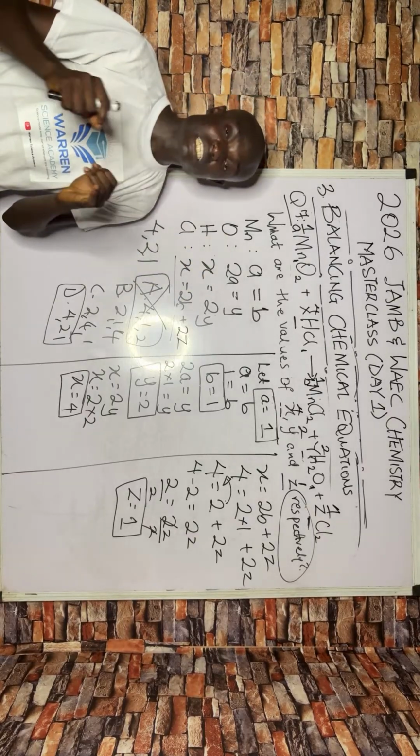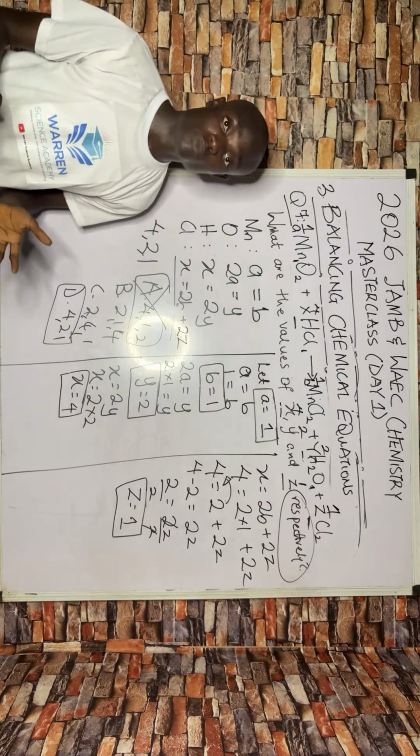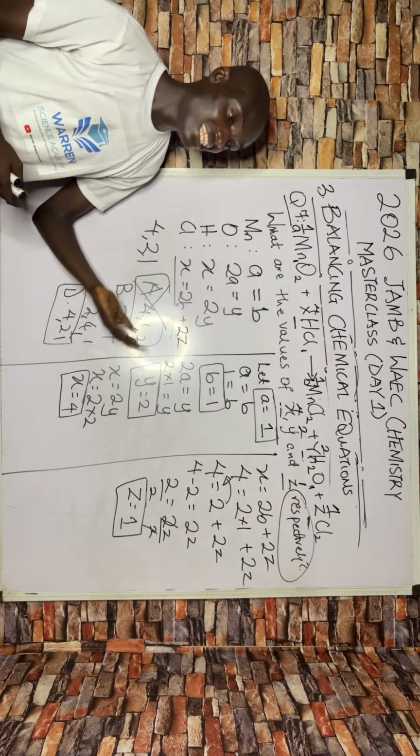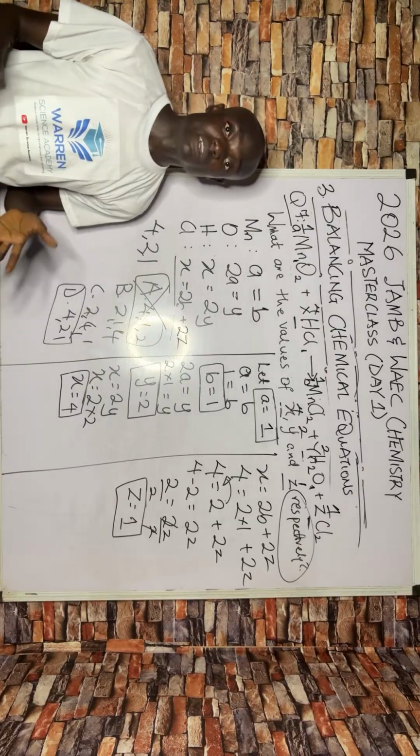And we said a balanced chemical equation obeys the law of conservation of mass. This is very, very important because whatever we have on the left hand side should be equal to what we have on the right hand side of a chemical equation.